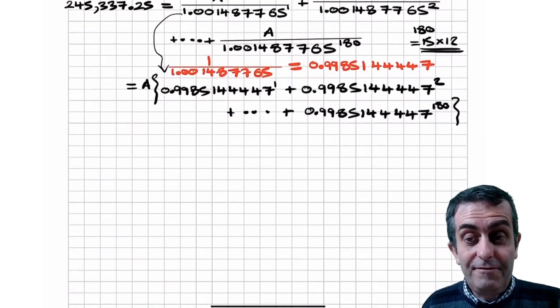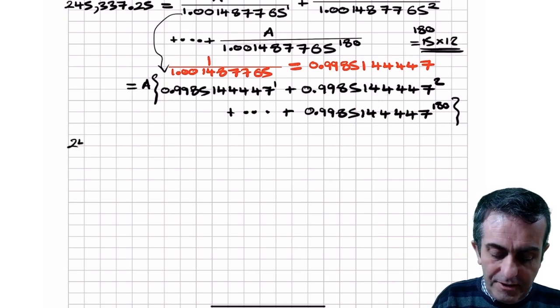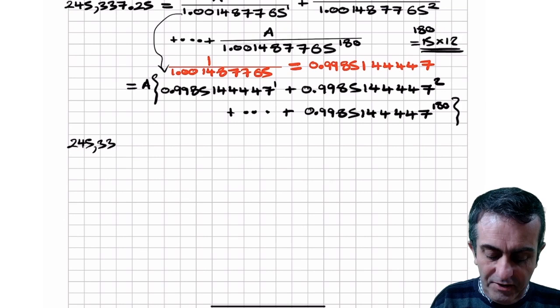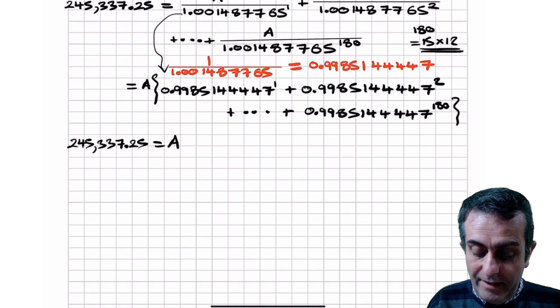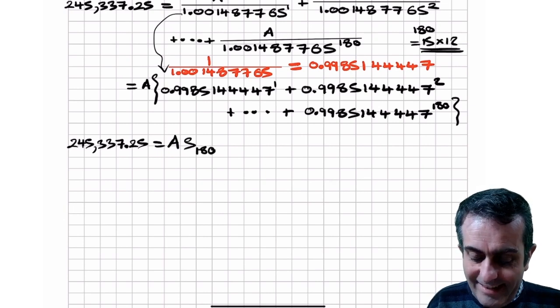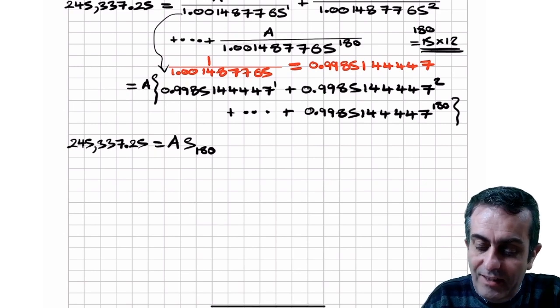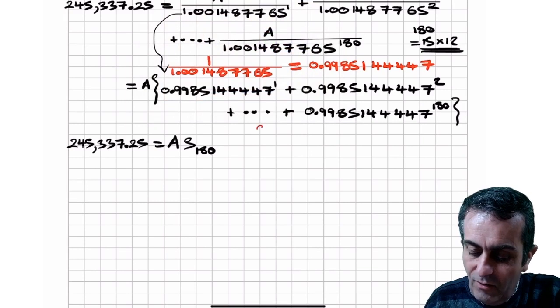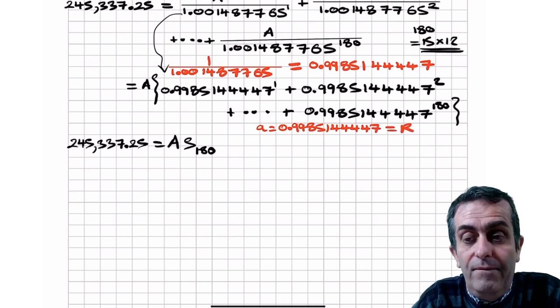That's at the end of the life of her pension when she's 80 years old. Okay? Now that means that 245,337.25 equals A multiplied by the sum of the first 180 terms of the geometric series. I hope everybody can see that inside in here, in the curly brackets, we again have a geometric series where the first term is 0.998514447, and the common ratio is also the same number.